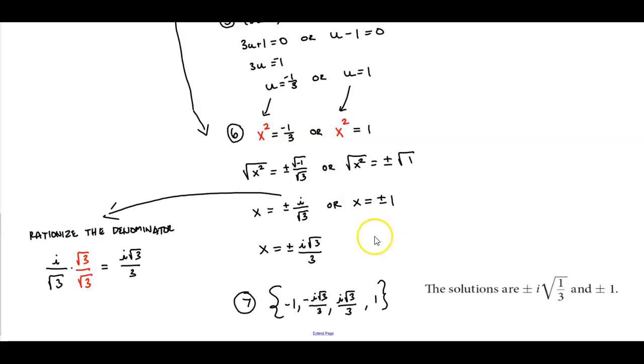So those are our solutions. We have 4 solutions as stated at the beginning of the problem. We have negative 1, negative i times the square root of 3 over 3, i times the square root of 3 over 3, and 1.